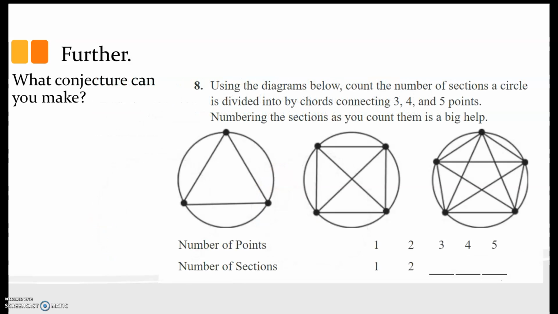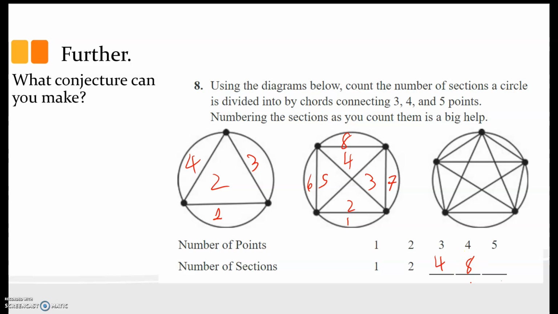So if we look here, it says, what conjecture can you make? If we look here and we have one where we have 3, well, if we count these, we have 1, 2, 3, 4. So we get 4 here. And if we look at the next circle that has 4 points, well, we get something that has 1, 2, 3, 4, 5, 6, 7, 8 sections.